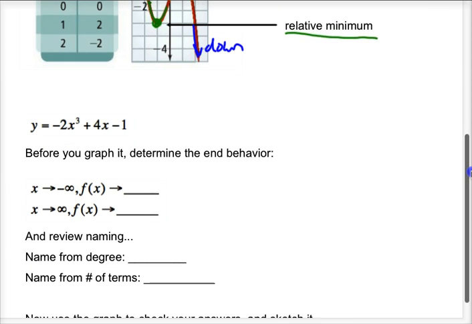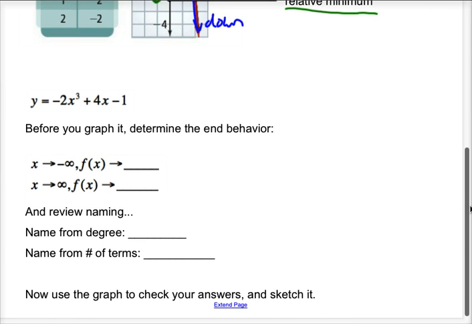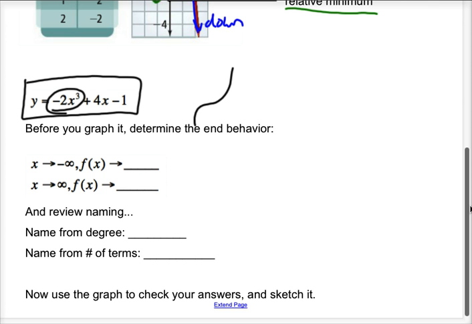Now, to end this section, we're going to look at this. So, I give you a polynomial. Before I graph it, I want to determine the end behavior. So remember, we have that negative 2x cubed. That's the term with the highest degree. So a normal x cubed would be rising like that. So the negative of that would be doing the opposite behavior. It would be coming down like that.